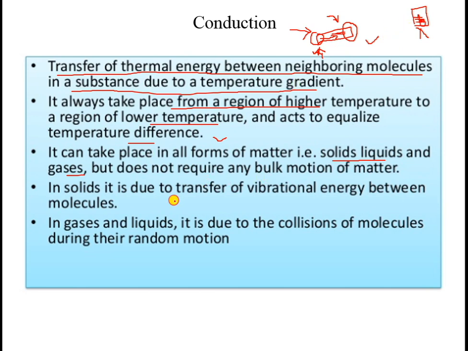This is due to, as I already told you, the continuous motion of the molecules, and due to that vibrational energy between the molecules, it is responsible for the increase in temperature. In gases and liquids, it is due to the collisions of molecules during their random motion. That is very very important. That is the transfer of heat due to conduction.